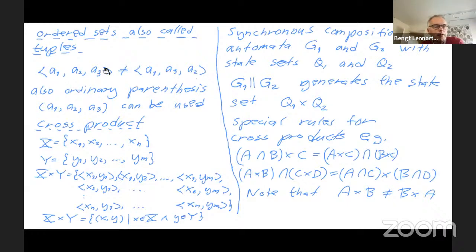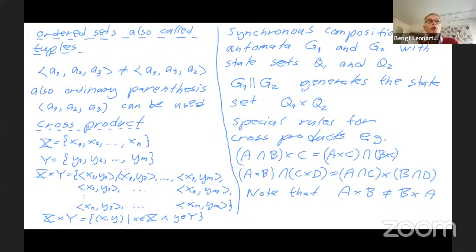And these angle parentheses could be replaced by ordinary parentheses, if you like, both of them. Yeah, also ordinary parentheses can be used, as you see here. Here comes now the important aspect of cross product. And the cross product is actually something we very much need when we should define the synchronous composition.